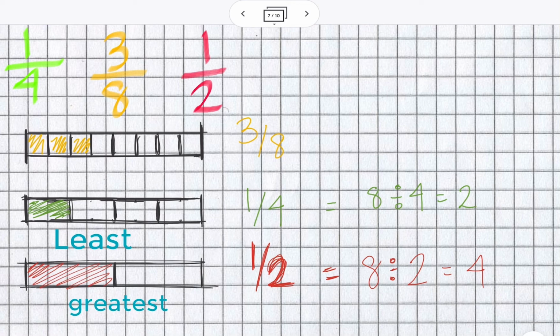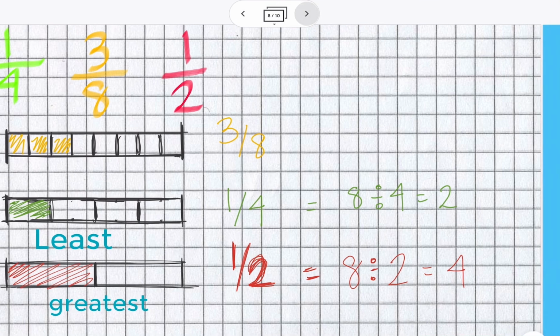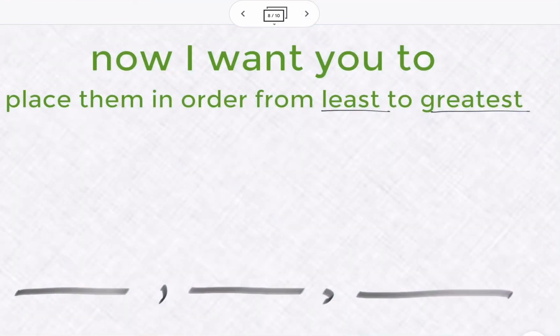And so again with 1/2, you would do 8 divided by 2, and that is 4. So every 4 blocks you would create a line, and to color that in, we would color in one of the blocks. And so as you can see here, 1/4 is actually our least, 3/8 is the middle, and our greatest fraction is 1/2. Now we place them in order from least to greatest.